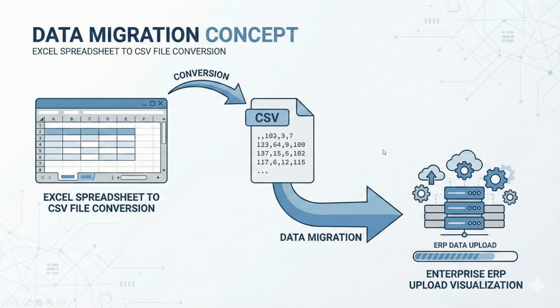In the Oracle system, how are we going to maintain the bulk data? We usually follow Excel. In Excel, you maintain thousands of records, but Oracle will not understand the Excel formats. What it will understand is the CSV file, what we used to call CSV, comma separated values.